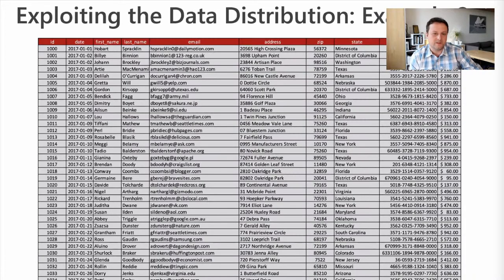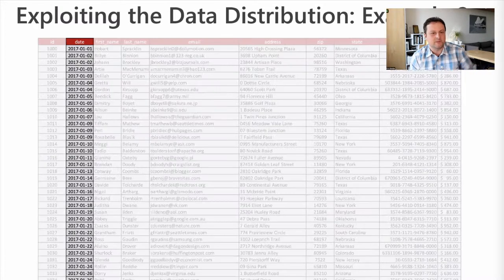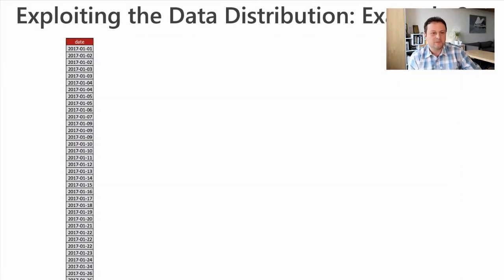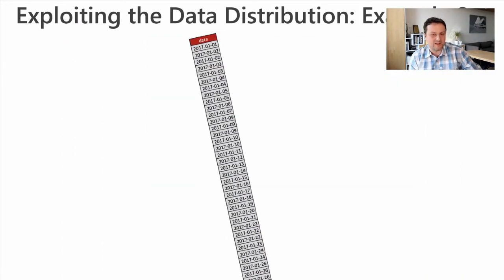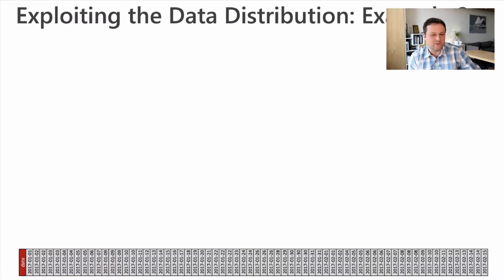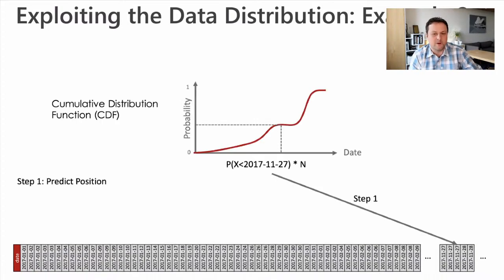So let's use a different example. Let's assume we want to build an index on the date column. So now the question is, how do we do that? Because the values are not potentially as nicely organized with just increments of one. And here's where the model comes in. If you are able to build a CDF model over the date column, we can use the CDF model again to do an offset calculation.